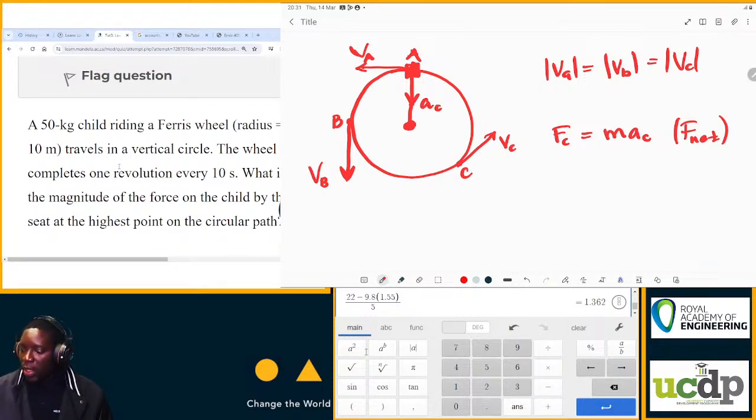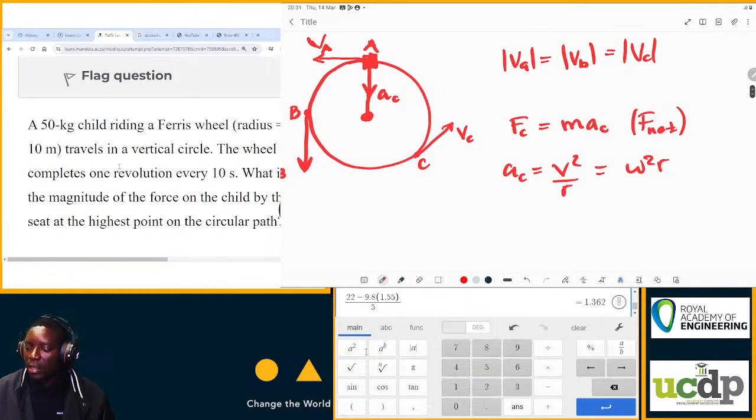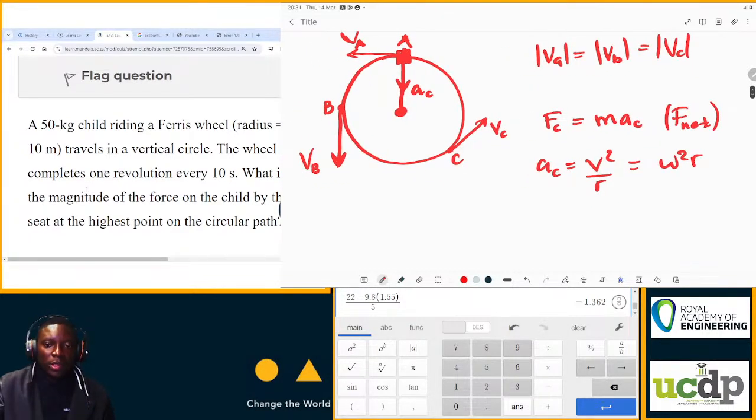Okay, so what are we saying now? We have this acceleration a given by v squared over r, or omega squared r. So that's how we calculate that acceleration. Okay, so that's just a summary. Let's look at the question.